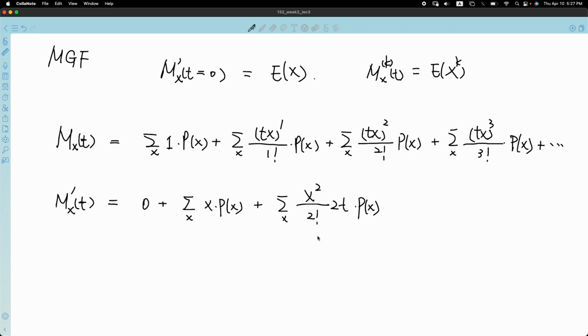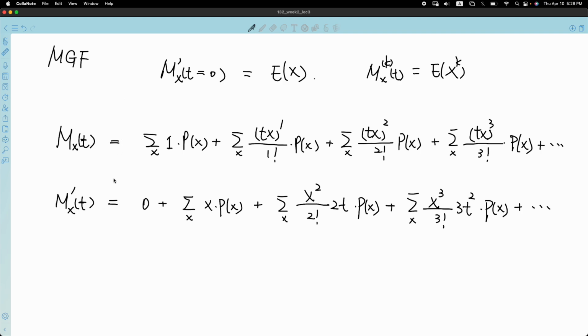Again, I want to emphasize that this is a function of t, so when you take the derivative, you take the derivative with respect to t, not x anymore. Similarly, for the fourth term, you have x raised to the power of 3 over 3 factorial, and then 3 multiplied by t raised to the power of 2 multiplied by p of x. That's the first order derivative. So this is what we have from the last lecture.